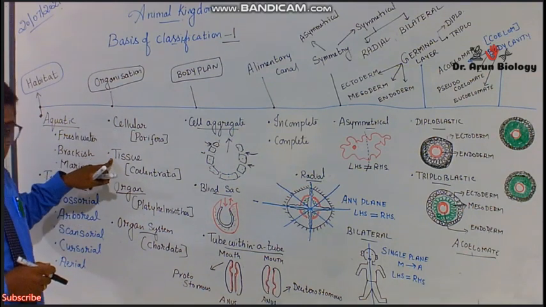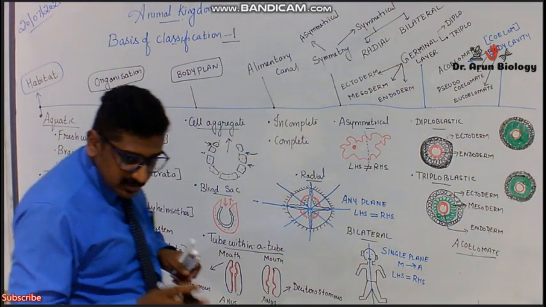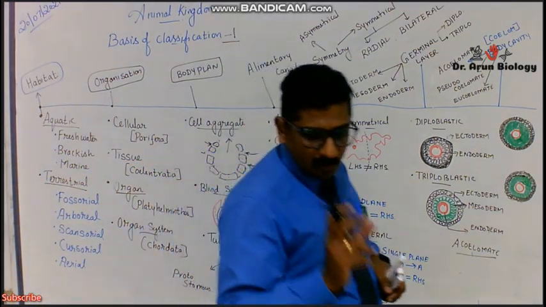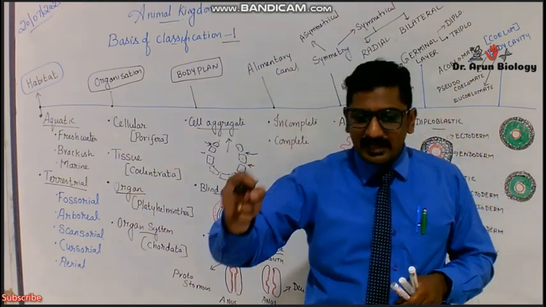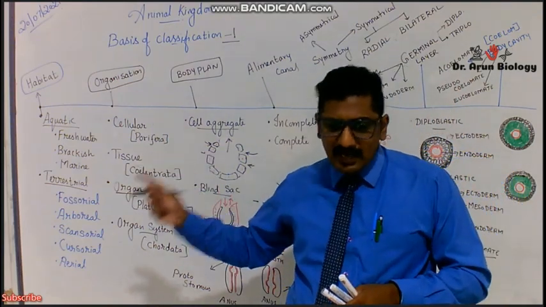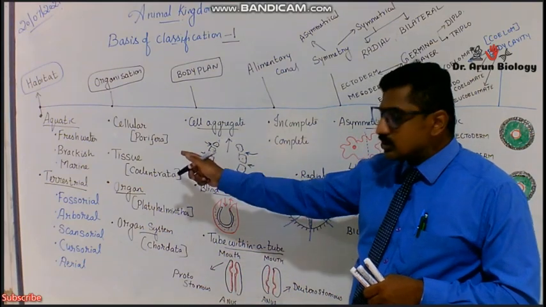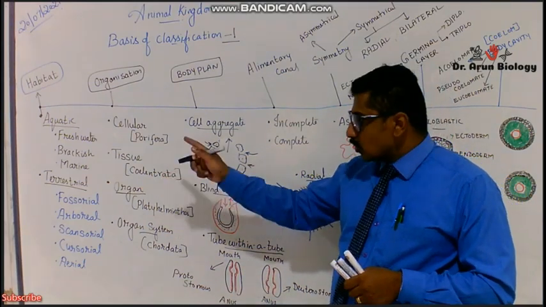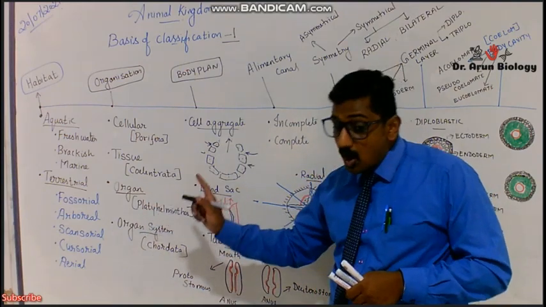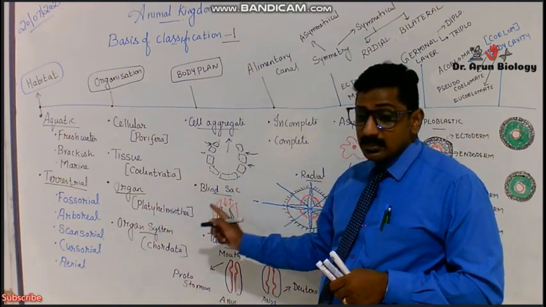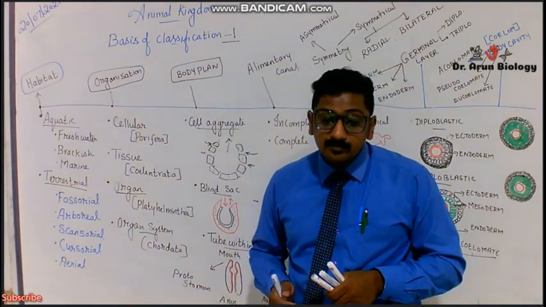Next we have the tissue level of organization. A group of cells join together and form a unique structure called tissue, where the tissue takes up the role of the entire activity, and coordination is there. We call this tissue level of organization. A group of tissues come together to form an organ. We call this organ level of organization, exhibited in platyhelminthes and above.